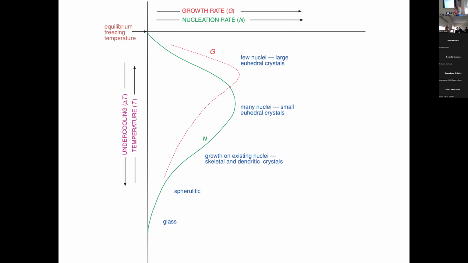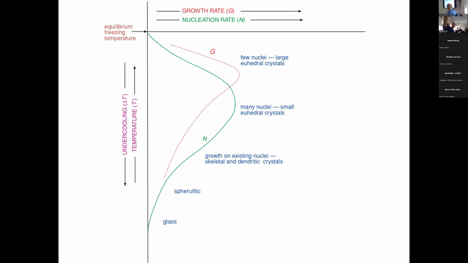Okay. So now we move to a simple diagram that summarizes what we said so far. Here we have the growth and the nucleation rate increasing this way. In this way, we have the undercooling that increases, and the temperature, of course, increasing that way. So what does it mean?